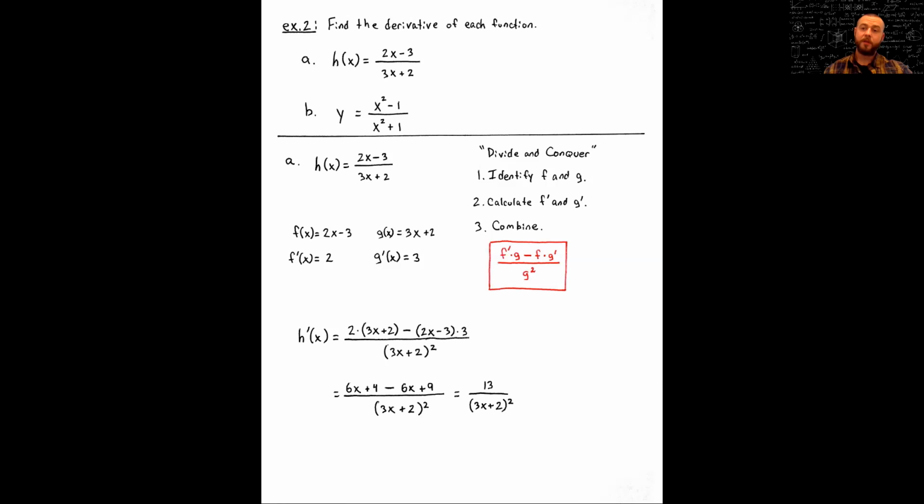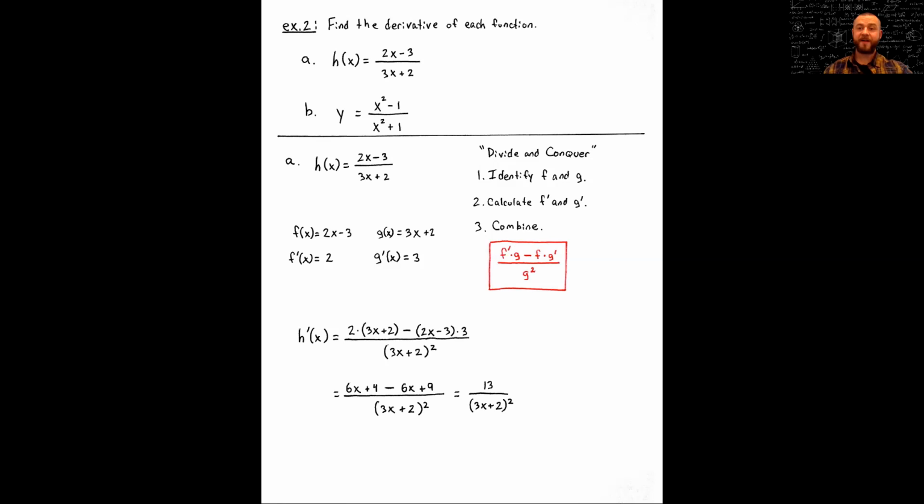Be careful. The quotient rule's denominator for the answer for the derivative is g of x squared. So g of x here, the original function's denominator, is 3x plus 2. Our derivative, applying the quotient rule, has in its denominator 3x plus 2 squared.